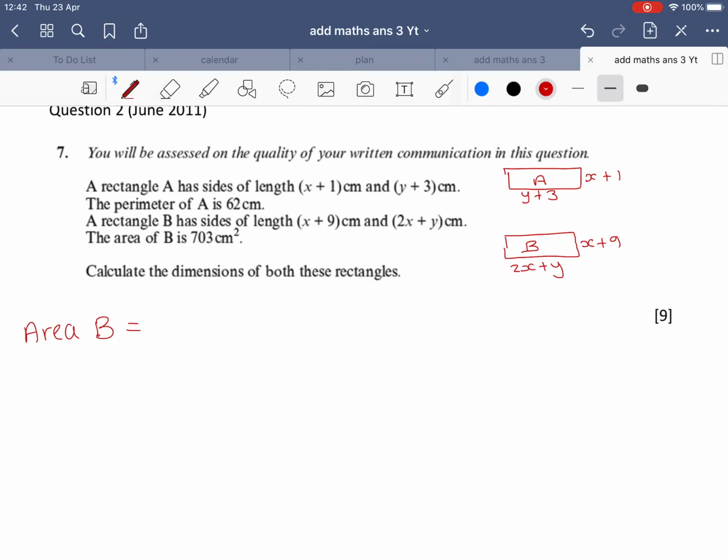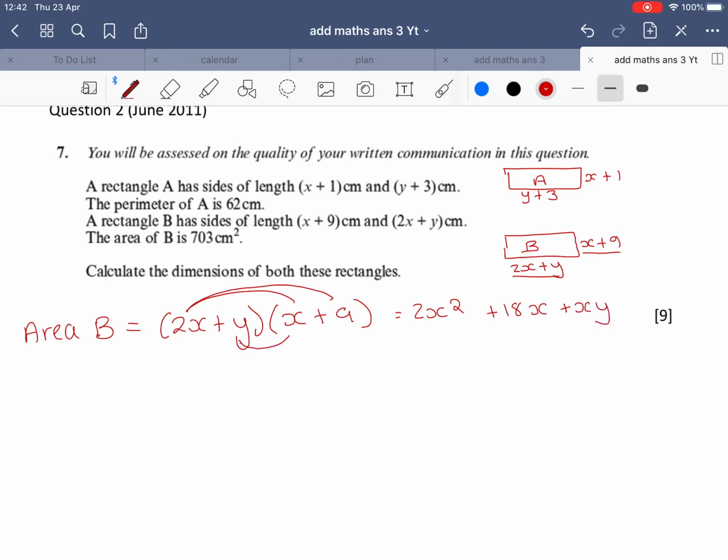You should know how to do the area of a rectangle. You just do one side times the other. So I need to do 2x plus y times x plus 9. Put them both into the brackets as they're already in the question. And this is just expanding brackets, so using FOIL. So I'm going to do my first, so 2x times x is 2x squared. Then I'm going to do my outer ones, 2x times 9 is 18x. I'm going to do my inner one, so x times y, that's just xy. And y times 9 is 9y.